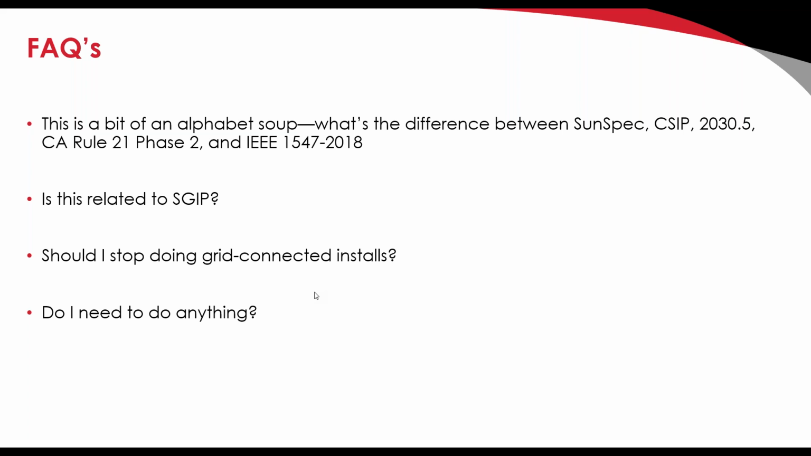Should I stop doing grid interconnected installs? Oh my goodness, no, please don't stop doing grid interconnected installs. But we do have to be careful, especially in this time of transition, about what the interconnection requirements are going to be from the utility, and make sure that we have the products available to be able to meet those requirements. So do I, as an installer, need to do anything? Right now, I would absolutely recommend reaching out to your distributors and checking to see what they have available for products that meet these new interconnection requirements.